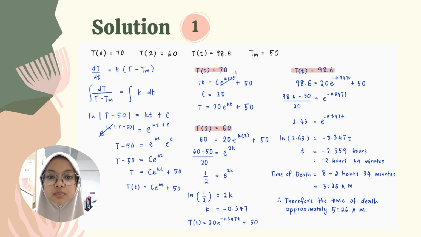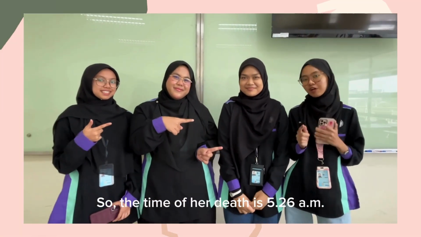The question wants us to find the time of death if the body temperature before death was 98.6 degrees Fahrenheit. Therefore, we write T of t equals 98.6 and we substitute it in the equation and solve for the time t. Therefore, t is negative 2.559, which means negative 2 hours 34 minutes. This indicates that the time of death occurred 2 hours and 34 minutes before 8 AM. Therefore, the time of death is approximately 5:26 AM. So the time of her death is 5:26 AM.